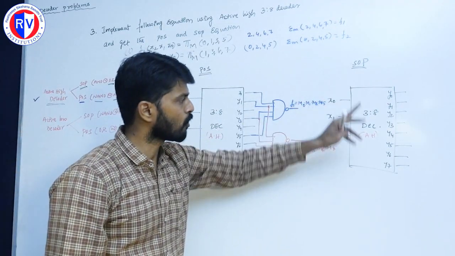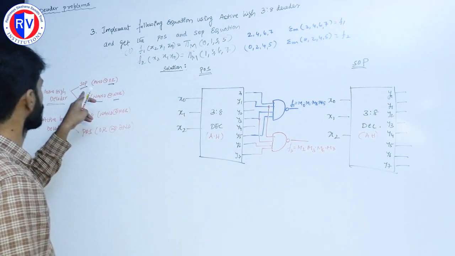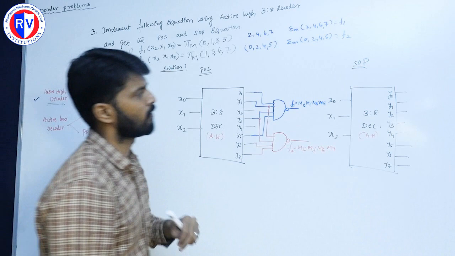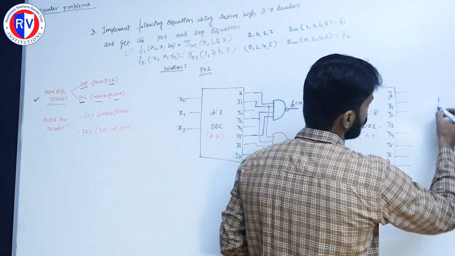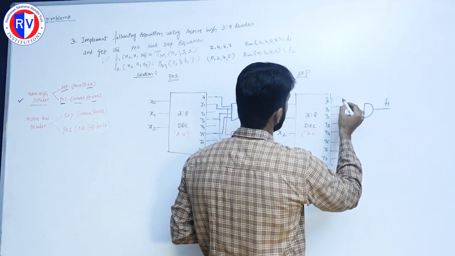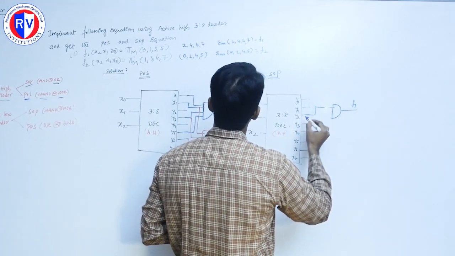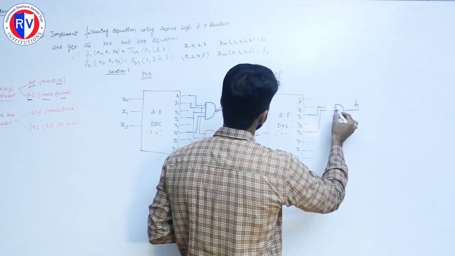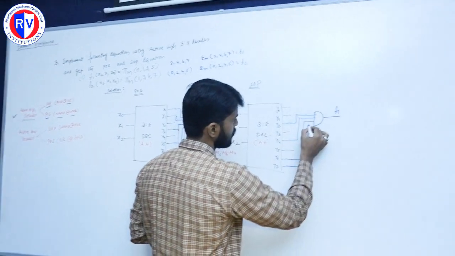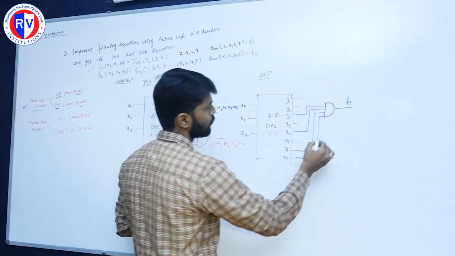In order to generate the SOP equation using active high decoder, which gate do I need to use? I need to use either AND gate or the OR gate. So here I will use AND gate to implement the above function for the F1. So Y2, Y4, 6 and the 7.